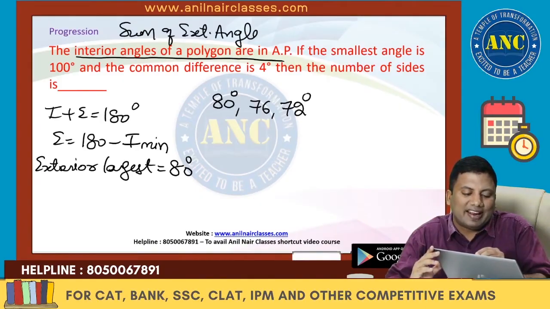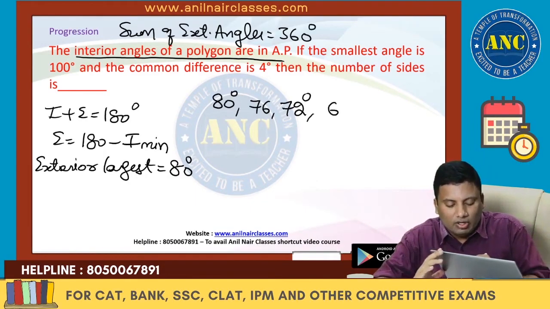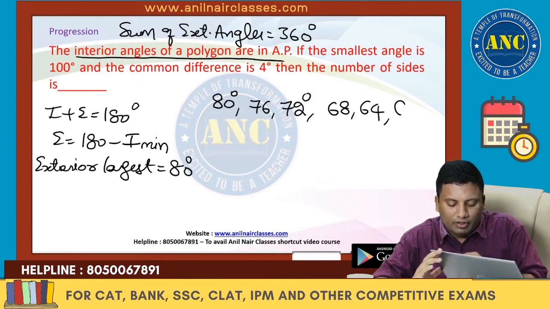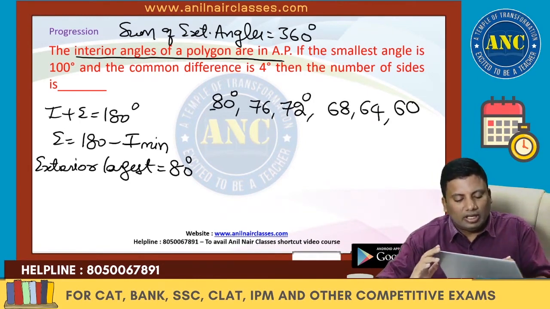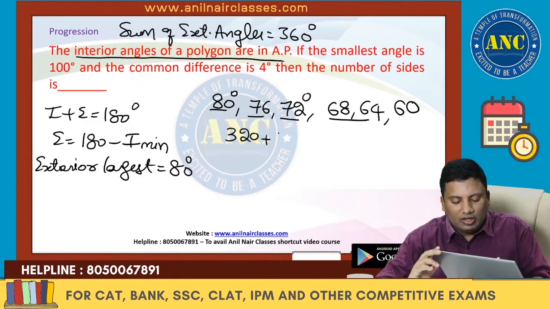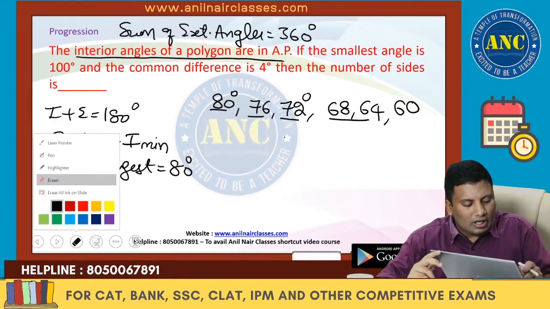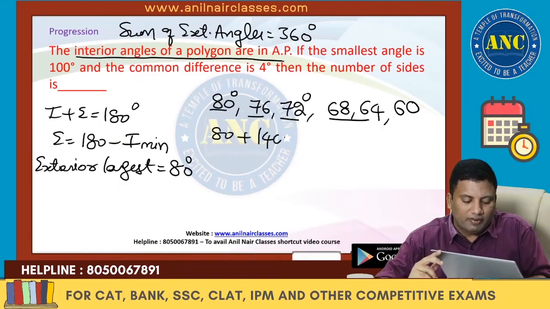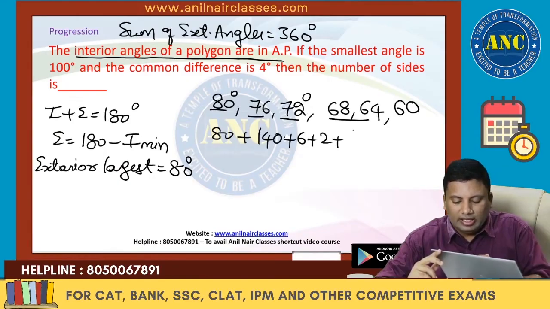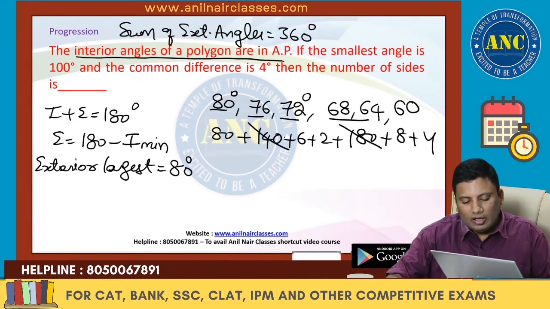Remember, the sum of the exterior angles is always 360 degrees. That means the unit digit should be 0. 68, 64, 60. Let us see what the count is. 80, 140, 140 plus 120 is 260, 320, 320 plus 20. Here it is 80, 140 plus 6 plus 2, 180 plus 8 plus 4, 180 plus 140, which is 320.